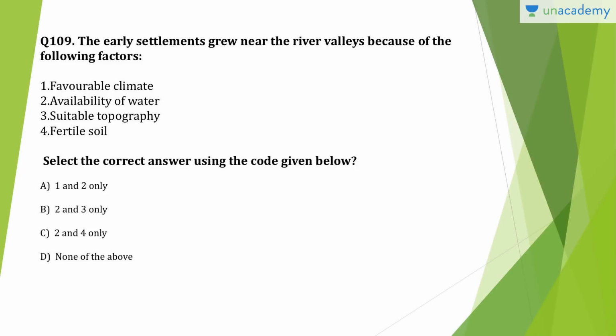Second is availability of water, that statement is definitely correct. Suitable topography, that statement is wrong. And fertile soil is correct. So answer here is 2 and 4.